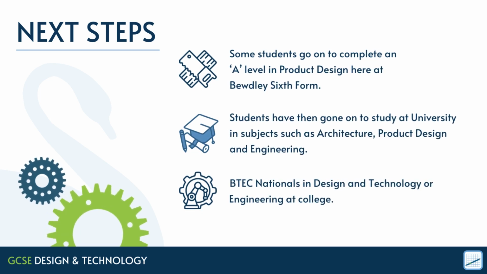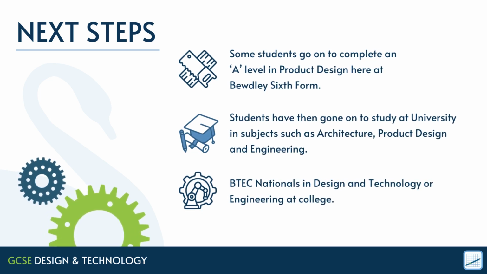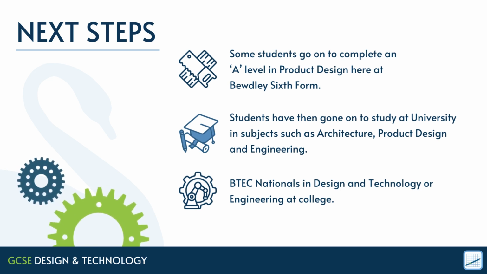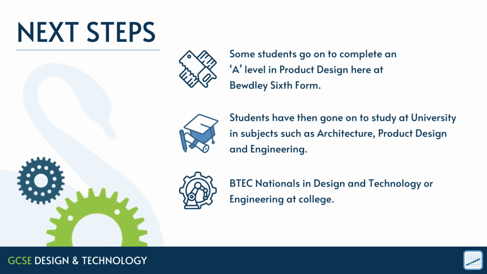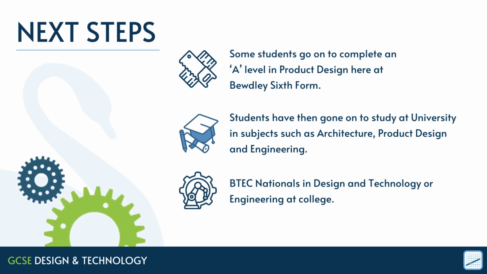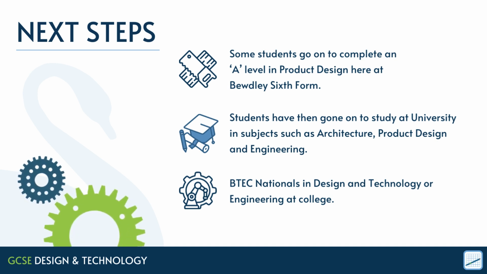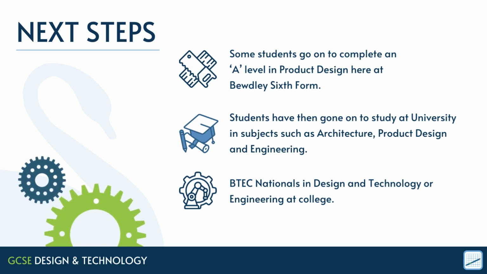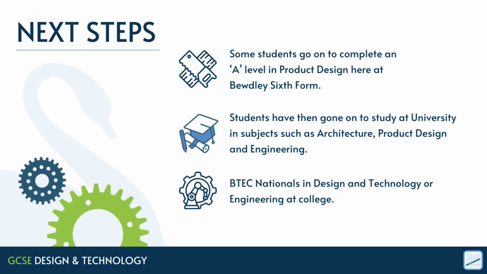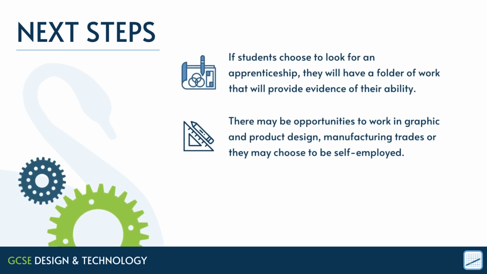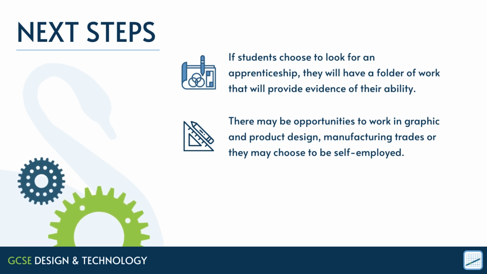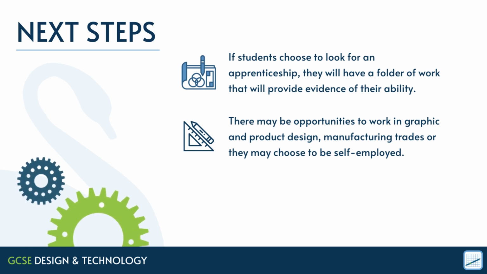Okay, so after DT, and we've sorted out the actual exam and the coursework, what do you do when you've got your results? Well, you could stay here at Bewdley and you could do A-level product design. And a lot of students from that go on to do subjects such as architecture, and product design and engineering at Birmingham University, to name a few other places. And they also go on to do certain things such as maybe take an apprenticeship. You'll have a folder of work, and you'll be able to provide evidence of your ability by looking at that folder.